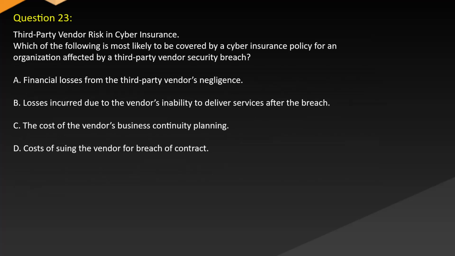Question 23. Third-party vendor risk in cyber insurance. Which of the following is most likely to be covered by a cyber insurance policy for an organization affected by a third-party vendor security breach? A. Financial losses from the third-party vendor's negligence. B. Losses incurred due to the vendor's inability to deliver services after the breach. C. The cost of the vendor's business continuity planning. D. Cost of suing the vendor for breach of contract.